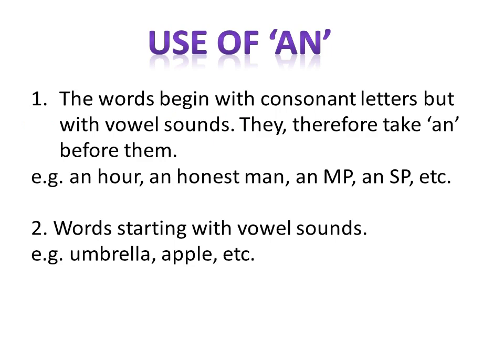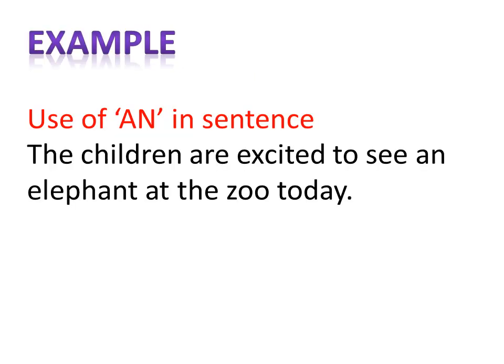Now, the use of an. Words that begin with consonant letters but with a vowel sound therefore take an before them. For example, an R, an honest man, an MP, an SP, etc. Here the words begin with the consonant letters H, M, and S, but with a vowel sound: an R, an honest man, an MP, an SP. Point number 2, words starting with a vowel sound, for example, umbrella, apple, etc. Now, an example of using an in a sentence. The children are excited to see an elephant at the zoo today. In this sentence, the children don't care which elephant they will see at the zoo, but simply that they will see any elephant.